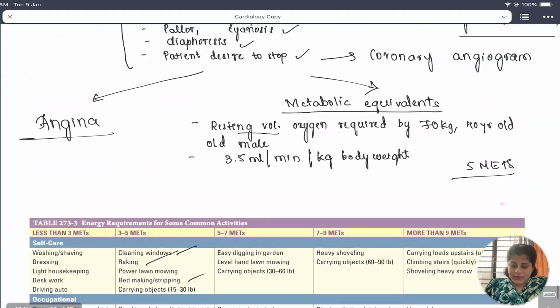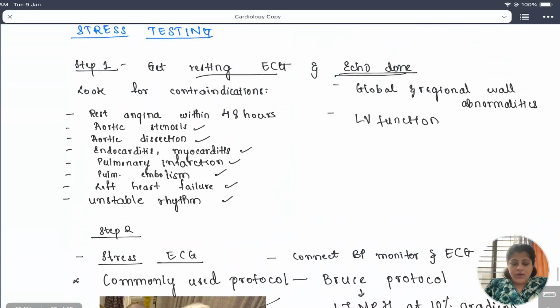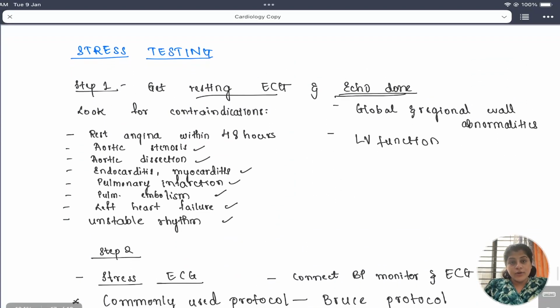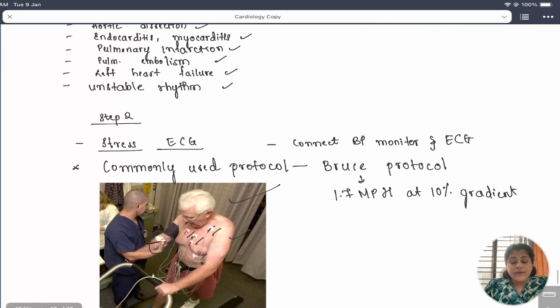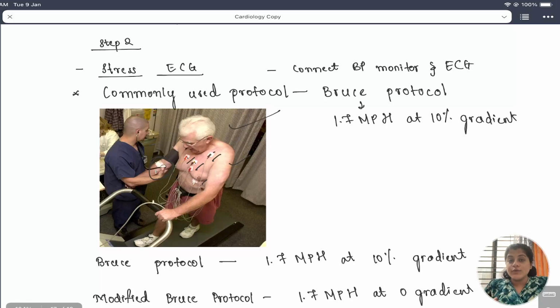Let me just quickly recap. The main investigation required for chronic stable angina is stress testing. Before getting stress ECG done, get a baseline ECG and echo done. Look if there are any contraindications. If there are no contraindications, proceed with stress ECG.